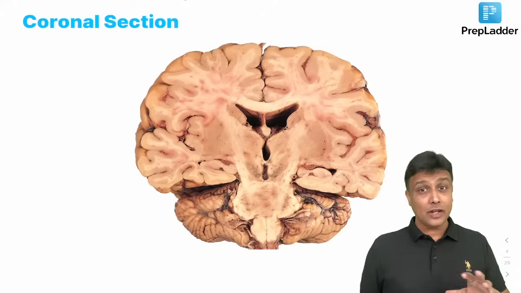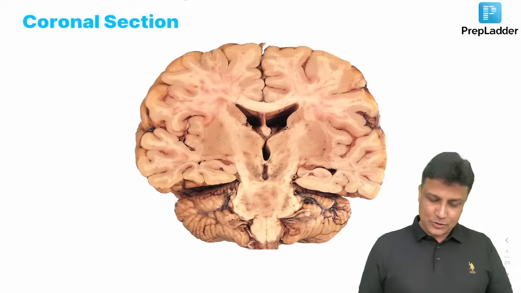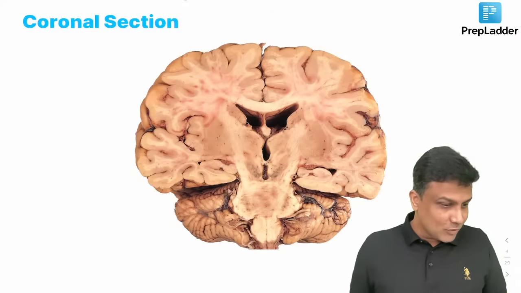So with all the sections of the brain, first of all, you are able to see the coronal section here. Fine. Coronal section.